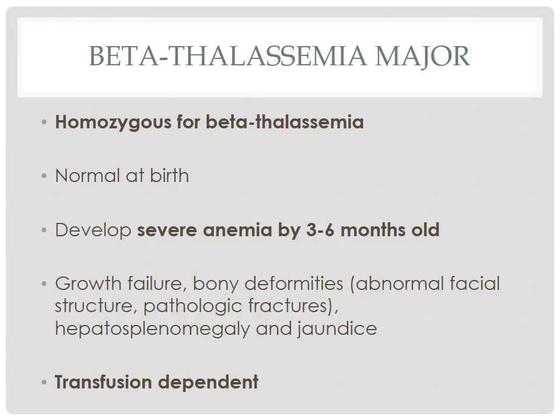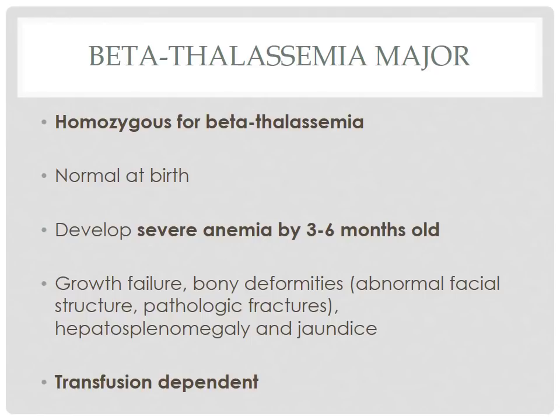For thalassemia major, these patients are missing both beta chains. At birth, these patients will be normal because they haven't switched over from the fetal hemoglobin yet. At about 3 to 6 months, when the hemoglobin F starts switching over to the hemoglobin A, so the alpha chain and beta chain hemoglobins, this is when they start to run into problems.